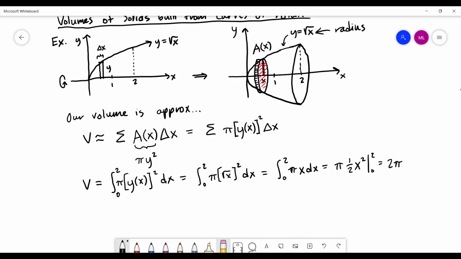And I haven't written the units, but keep in mind this is a volume, so it's really whatever the units are cubed. So keep that in mind when we do this.